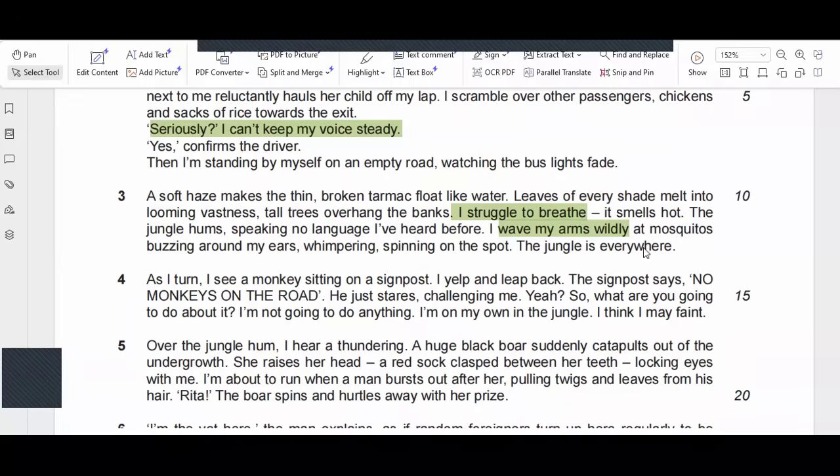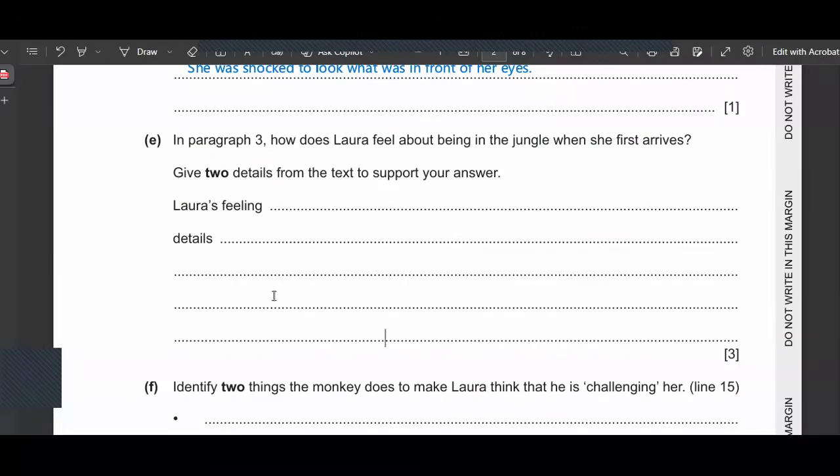When you are scared, your breathing pattern changes, and you try to save yourself and you do some random actions, right? So we can clearly say that she was afraid or she was frightened. And the two details we can copy out exactly the same.